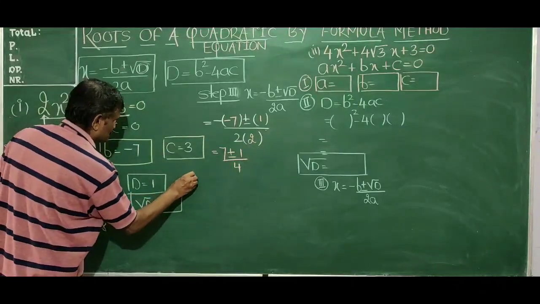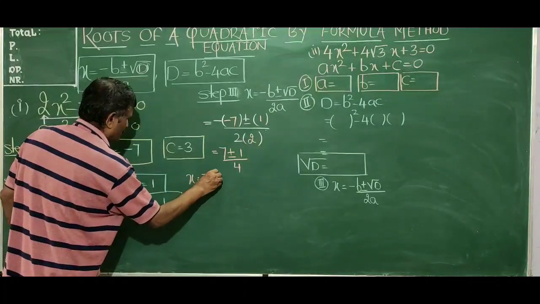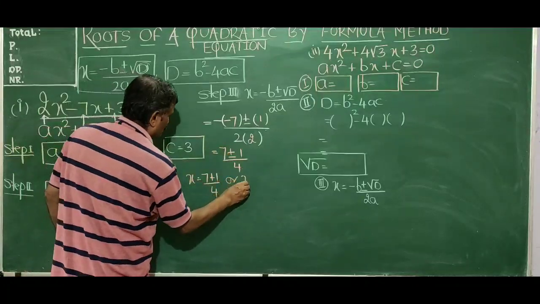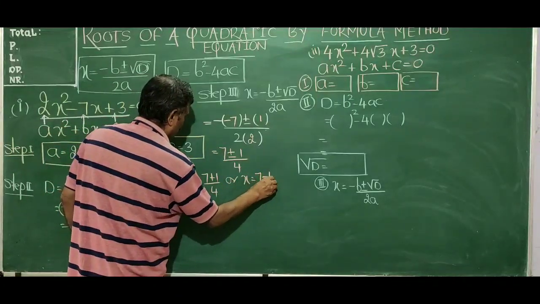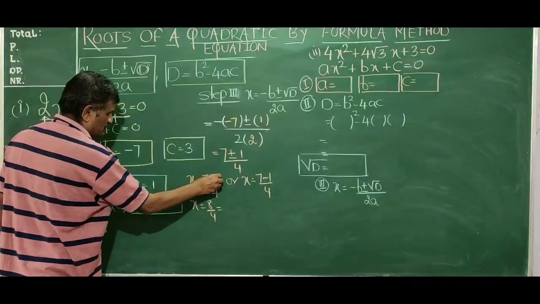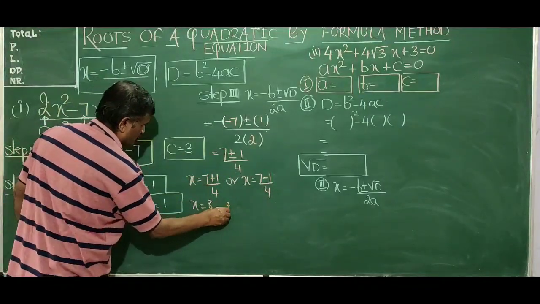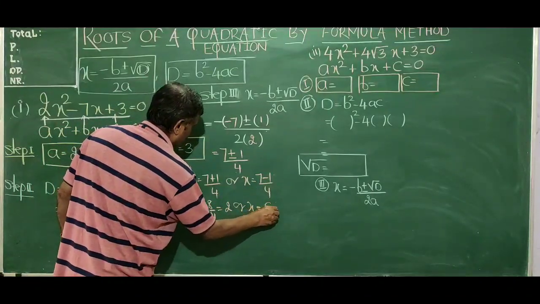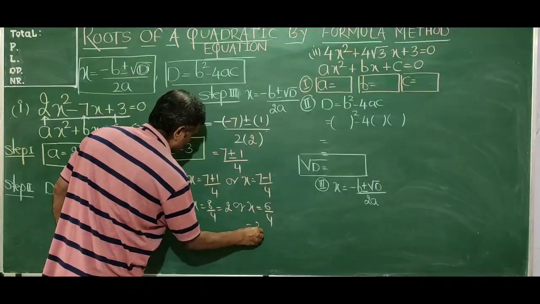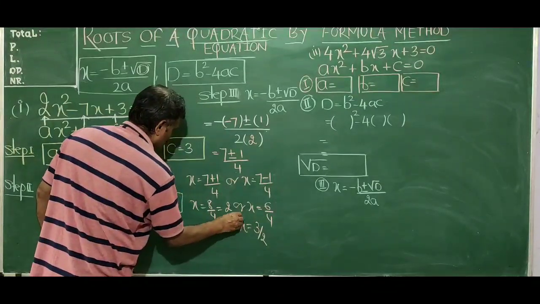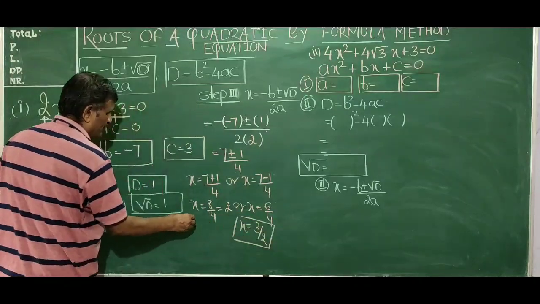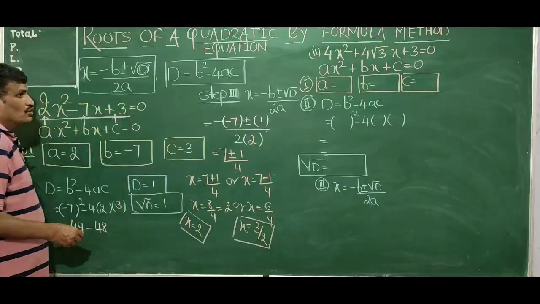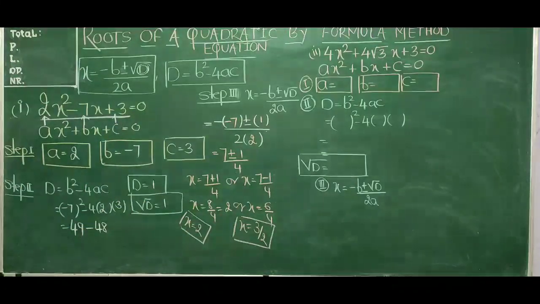So, that means x is equal to 7 plus 1 by 4 or x is equal to 7 minus 1 divided by 4. Now, 7 plus 1 is 8 divided by 4, and that is equal to 2, or x is equal to 7 minus 1 is 6 divided by 4, that is equal to how much? 3 by 2. So, x is equal to 3 by 2 or x is equal to 2. So, this is how you have to use the formula method to solve the problem.